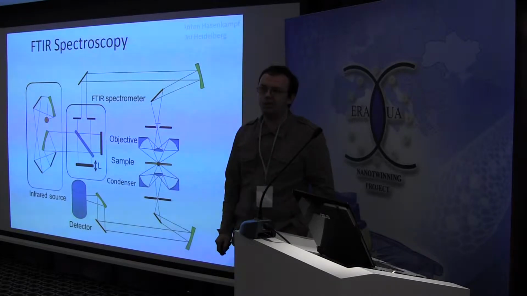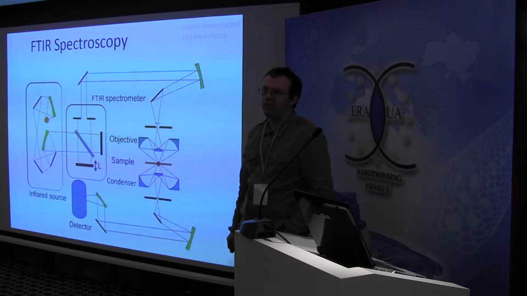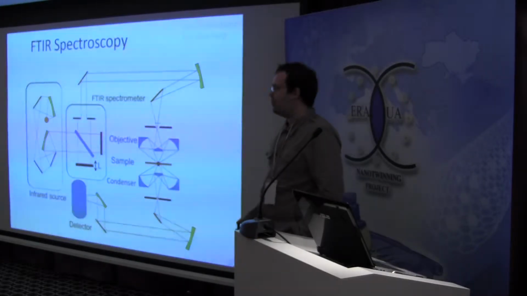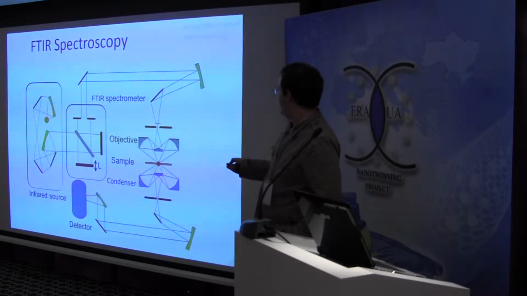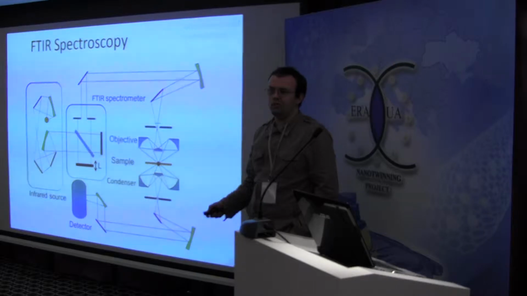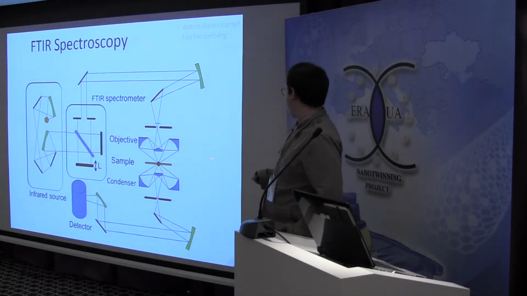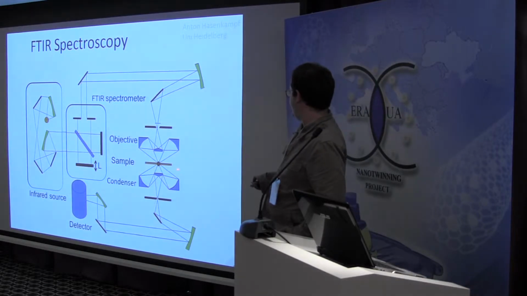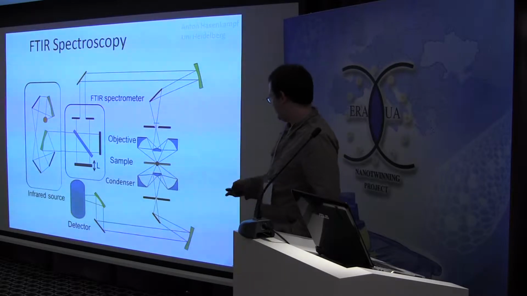First, here you see a traditional FTIR spectroscopy setup. It consists of 3 parts. I have here an infrared source, then the FTIR spectrometer. It's a Michelson interferometer which you use in order to gain the spectral information for your measurements. And in the end you have here the microscope where you put your sample inside and then measure it.